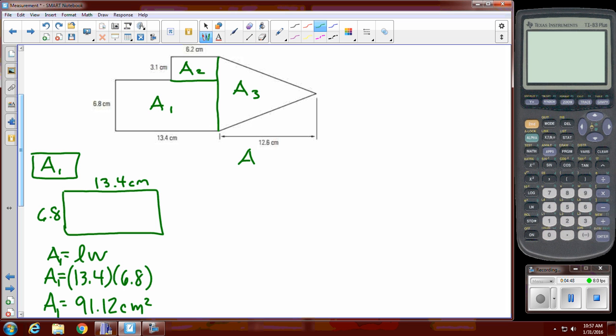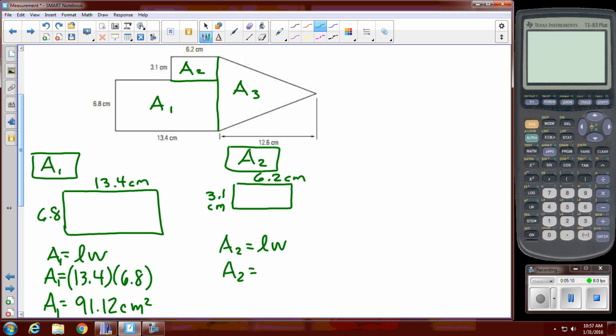Now if we look at area 2, which is another rectangle, and again, take the shape out just to see what you're looking at. It's a smaller one, and it has a width of 3.1 centimeters and a length of 6.2 centimeters. Again, being a rectangle, we could say area 2 is length times width. Area 2 is 6.2 multiplied by 3.1. So area 2 has an area of 19.22 square centimeters. So we dealt with the two rectangles.